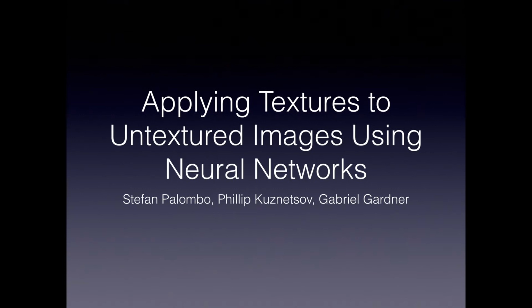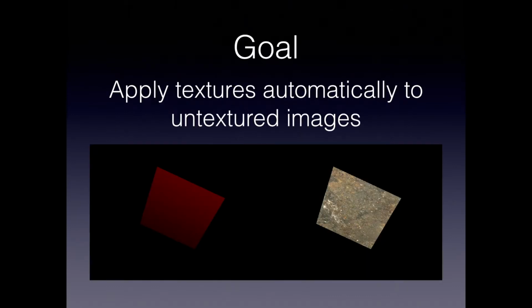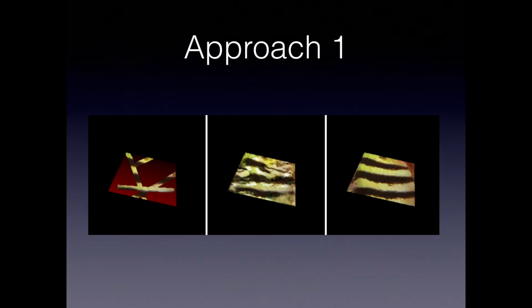For this project, we trained a neural network to apply textures automatically to untextured images. The goal was to take an image like the one on the left, and then automatically apply a texture to get a result like the one on the right.